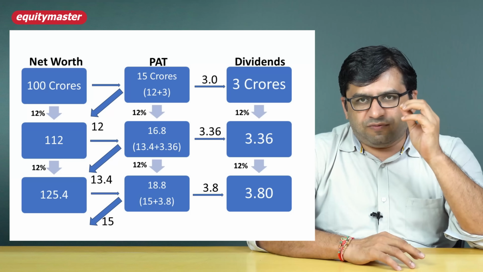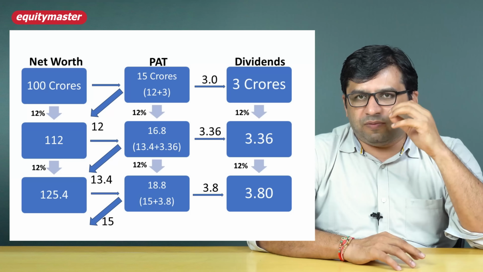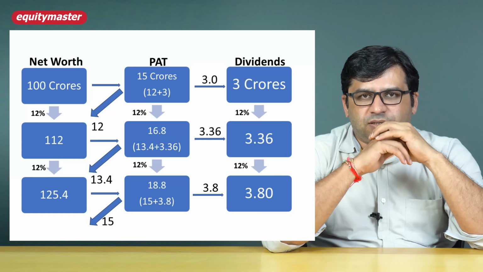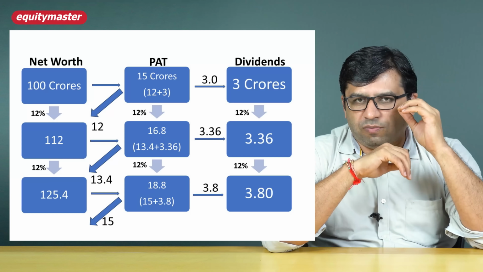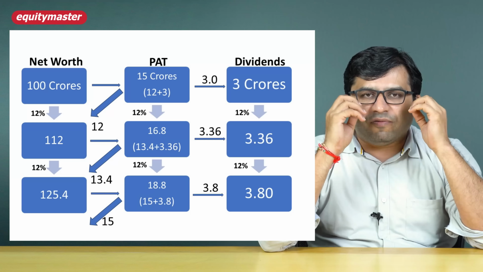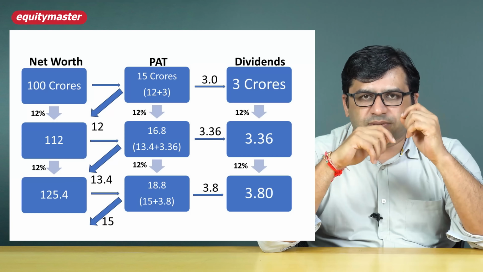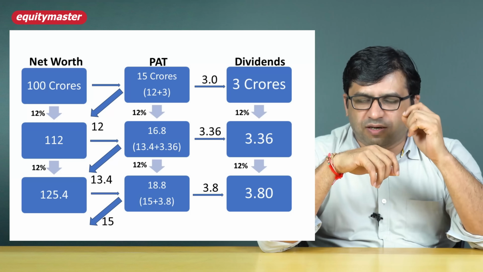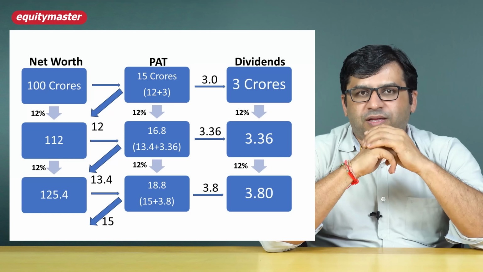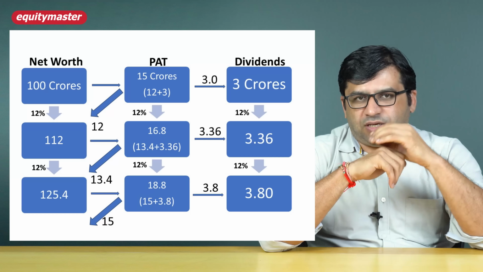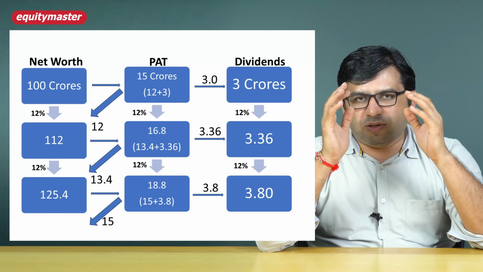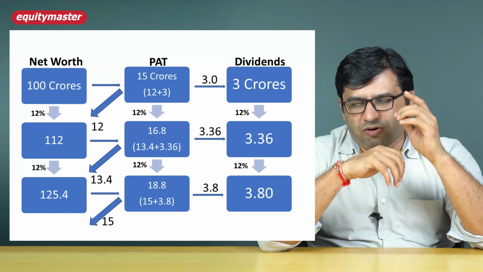Now out of this rupees 15 crores, rupees 12 crores will be invested back into the business. This is because we want the profits to grow by 12%, and therefore we will have to increase the net worth by 12%, which comes to rupees 112 crores. The remaining 3 crores profits out of the 15 crores will be paid out as dividends, which is the last column in the slide.